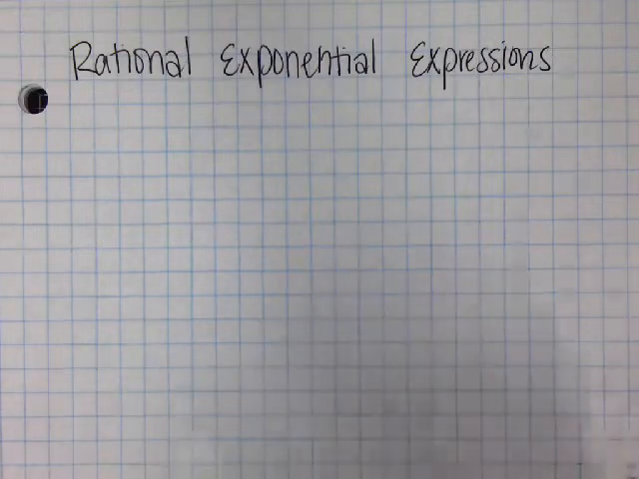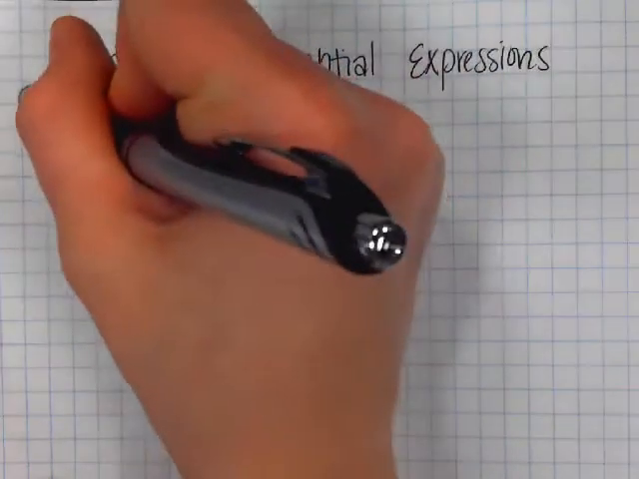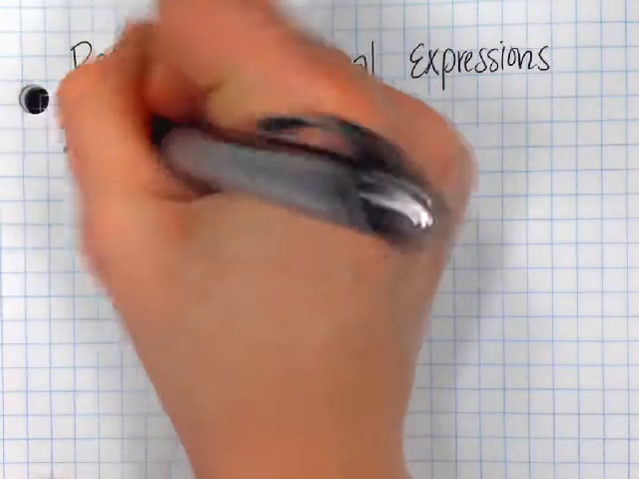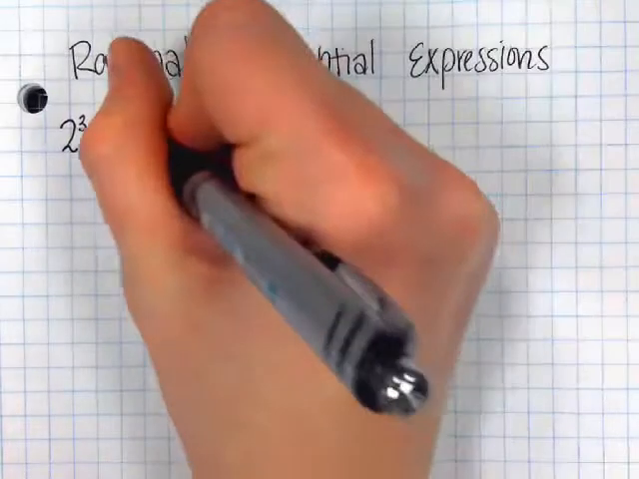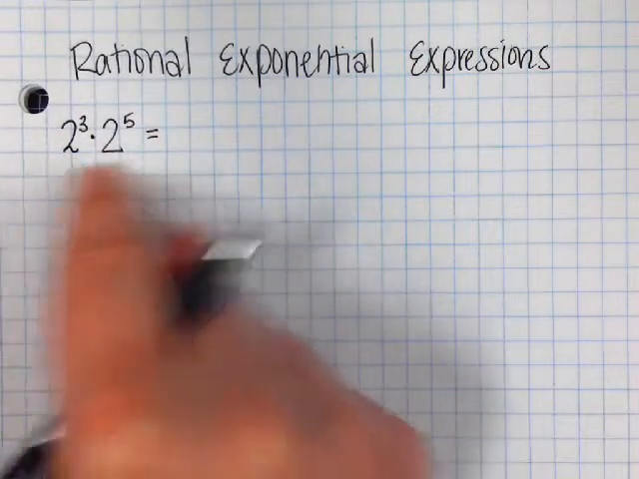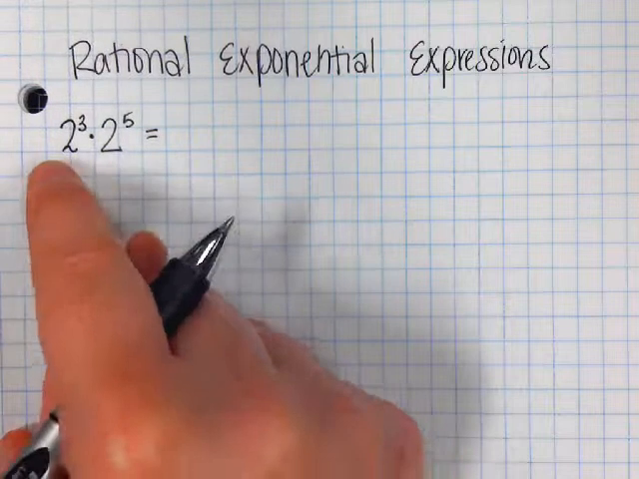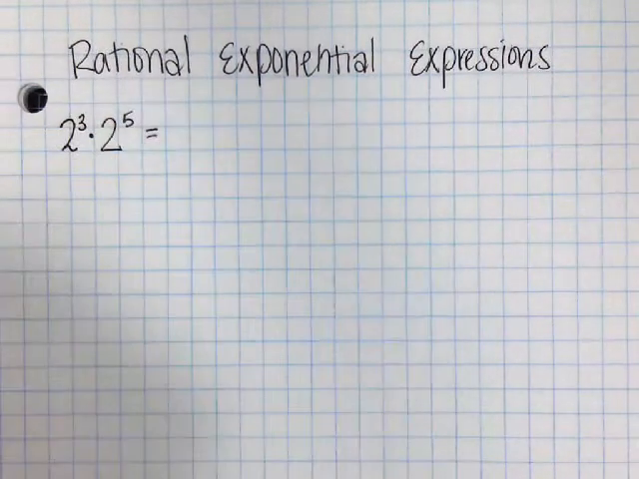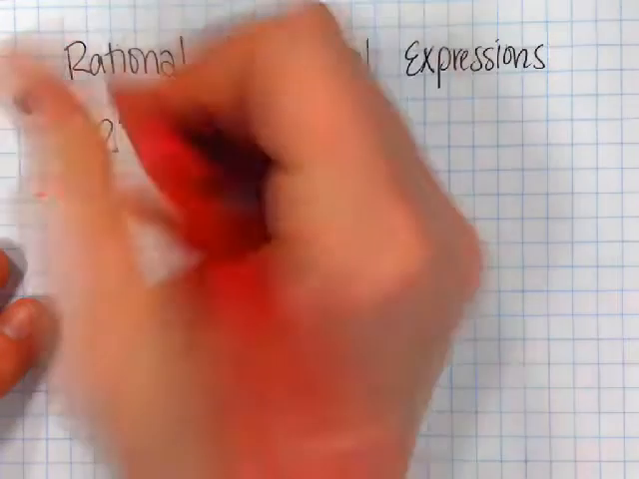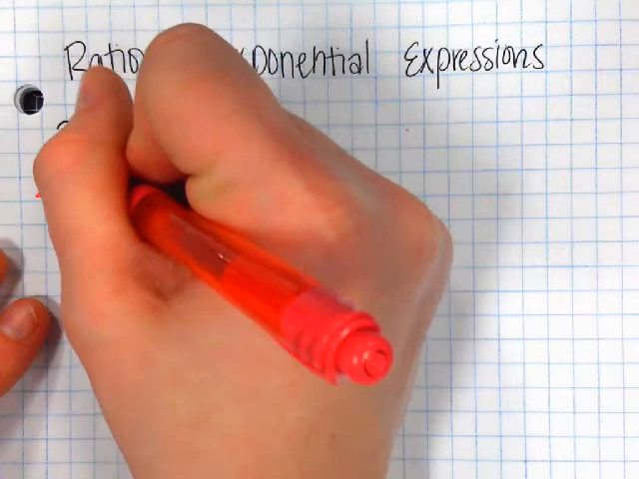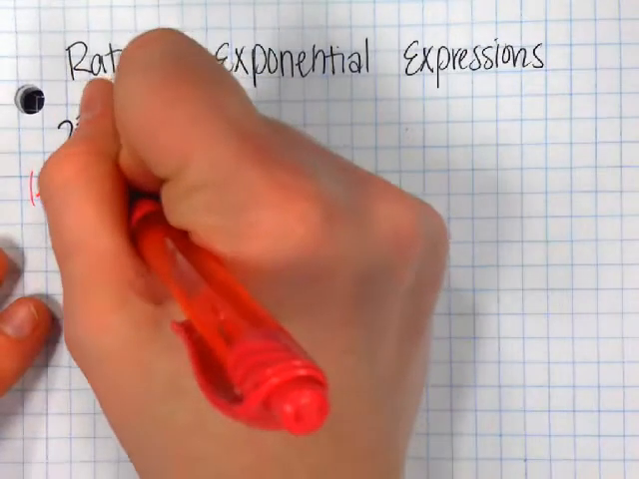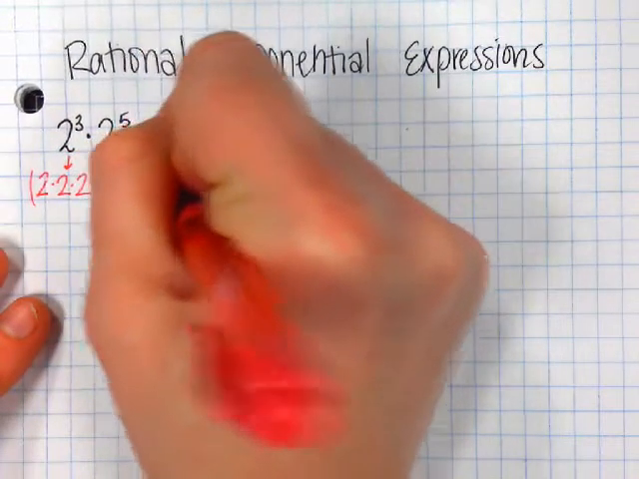So, rational exponential expressions. If you have 2 cubed times 2 to the 5th, we're just going to be simplifying these, so I'm not going to put this in my calculator and write out a number. I'm just using numbers in this case before I use exponents. So 2 to the 3rd means that I have 2 times 2 times 2. 2 to the 5th means I have 5 more. I'm just going to put parentheses so that you can see where they came from. So 2 to the 5th, I have 1, 2, 3, 4, 5.